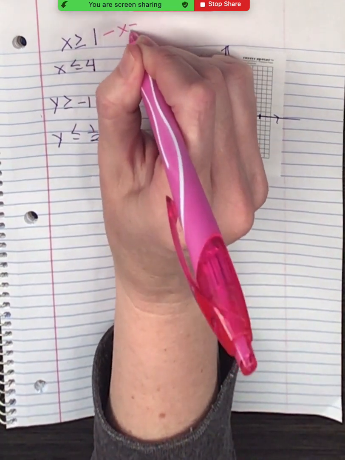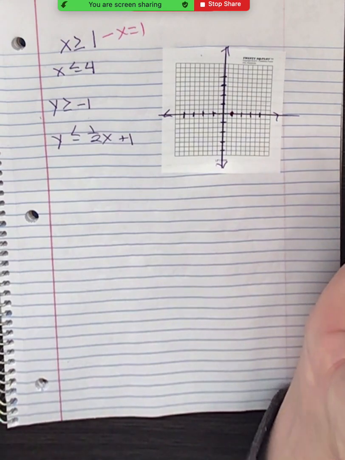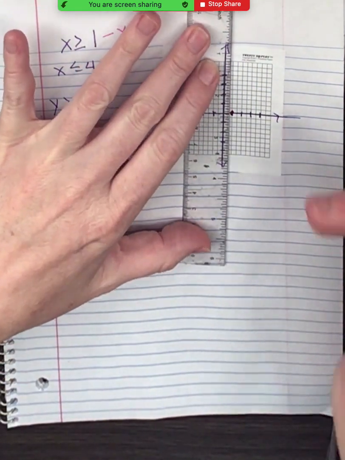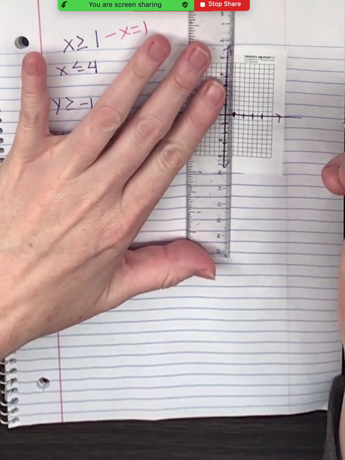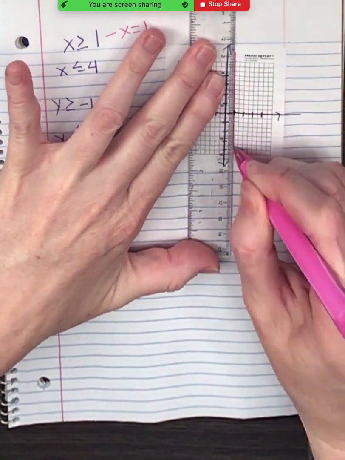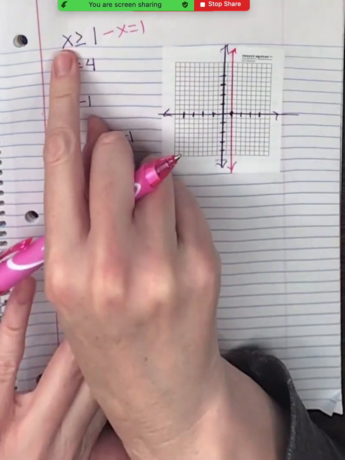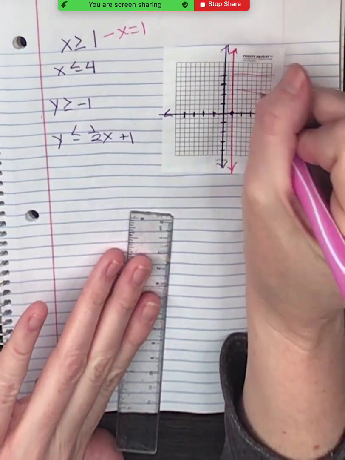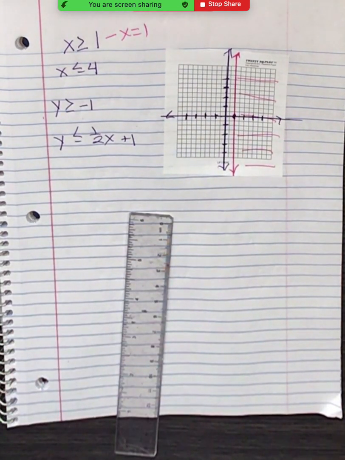x equals 1, which is here, okay? So it's a vertical line, and it's going to be solid because it's the equal to. So I'm going to put a solid line at x equals 1. Okay, x values greater than 1 are this way, so shaded. Okay? Then you're going to graph this one.